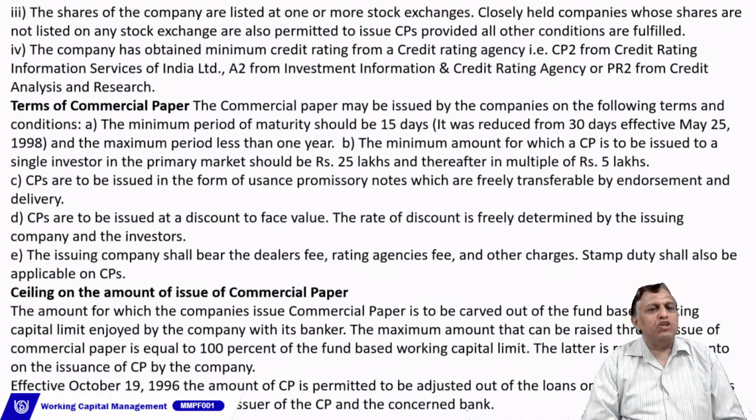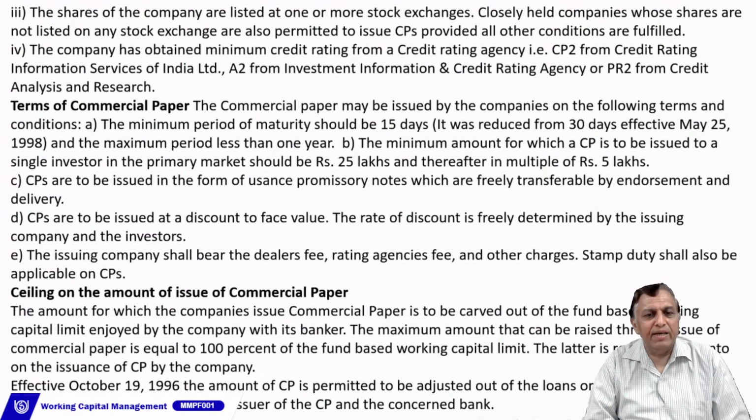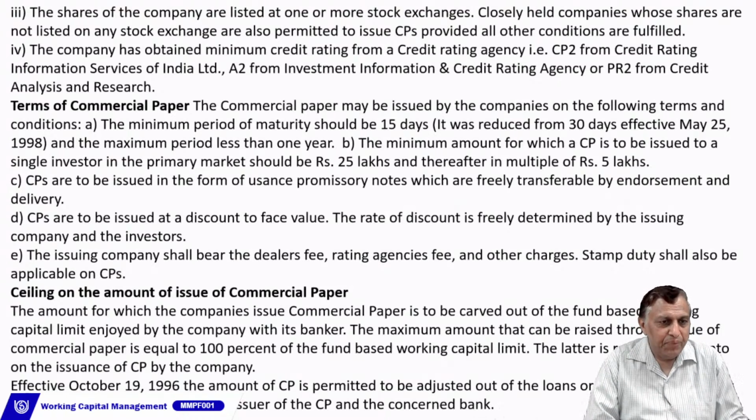Commercial papers are to be issued in the form of usance promissory notes which are freely transferable by endorsement and delivery. So all those deposits could be exchanged by those people and they can get the money from their authorized people if they need funds after investing in your company. So it is transferable by endorsement and delivery.